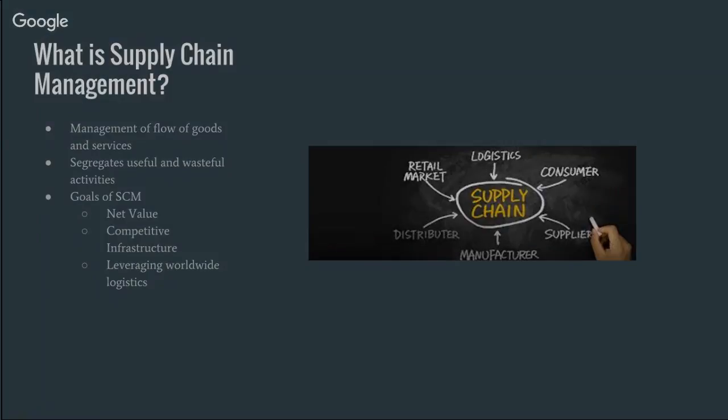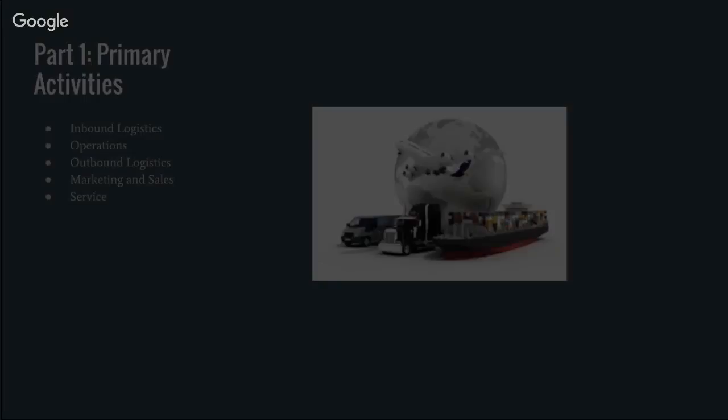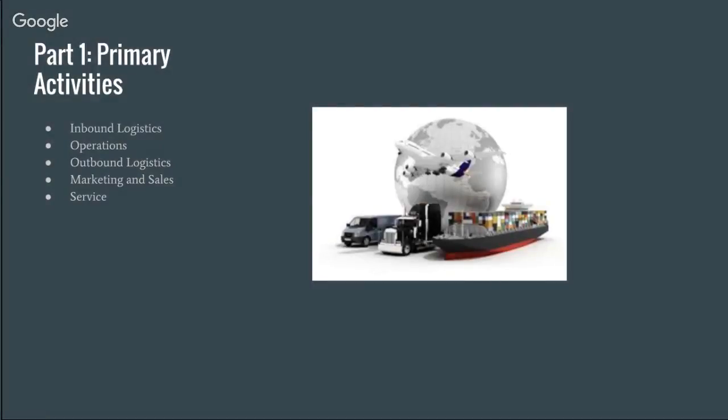Now, let's move on to the two parts of supply chain management. There are two main parts, as I said before, and the first part here is primary activities. Your primary activities include inbound logistics, which is arranging the inbound movements of materials. Operations, which is managing the processes that convert inputs to outputs.